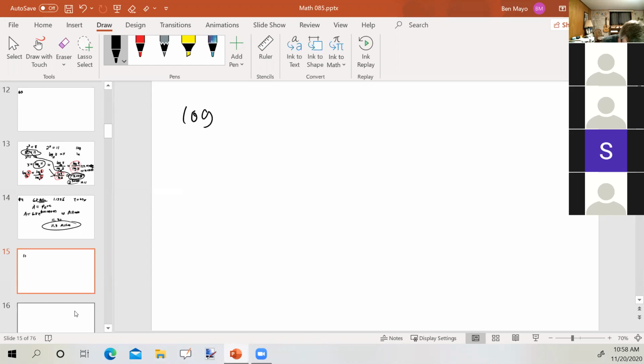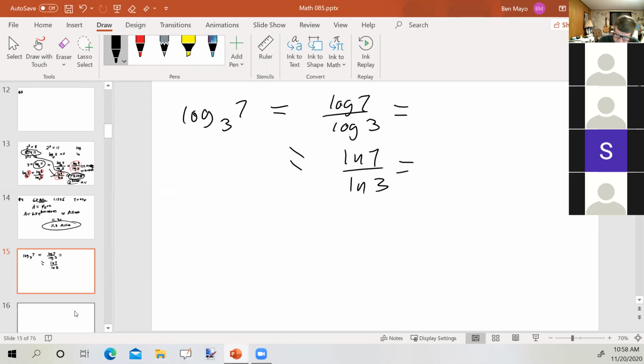Using the change of base formula, for instance, log base 3 of 7. Okay, so I can use log base 10, or I can use natural log. Either way. Okay, so let's see here. Log of 7, close it up, divided by log of 3, close it up, 1.77124. So the 4 would round down. Same thing here, 1.7712.